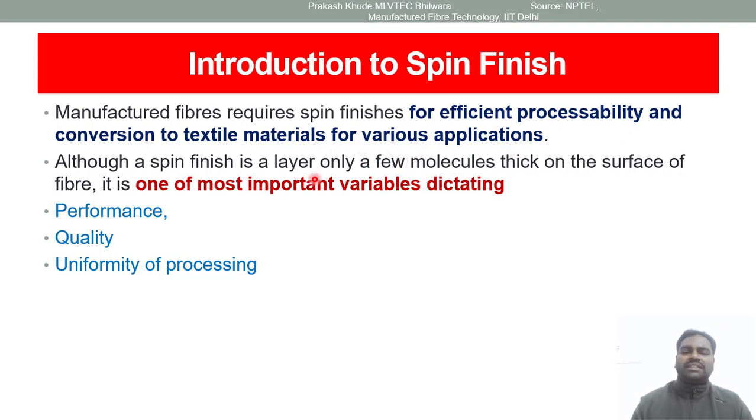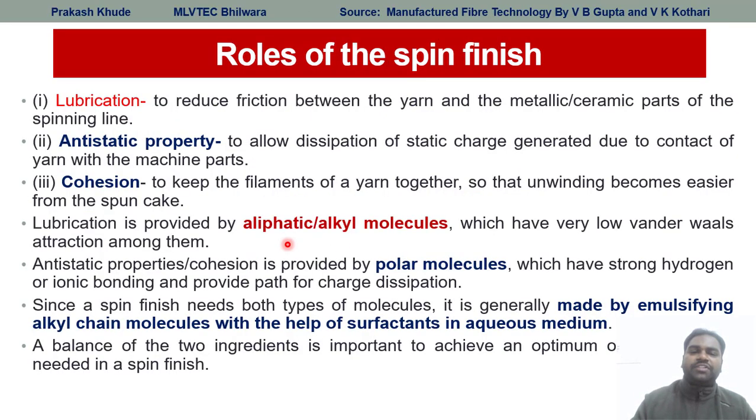Although spin finish is just a layer of only a few molecules on the surface of the fiber, it is one of the most important variables dictating the performance, quality and uniformity of processing. So we'll see the role of this spin finish. There are three basic roles of spin finish: one is lubrication, the second is anti-static property, and the third is cohesion.